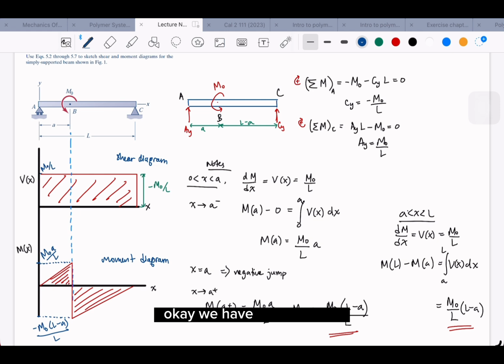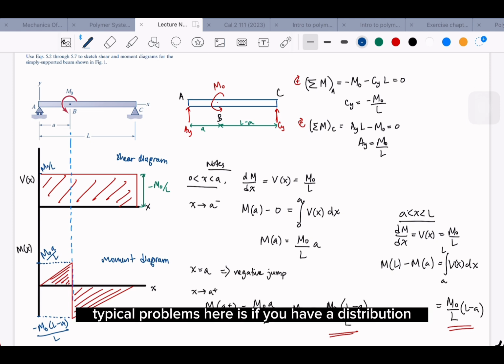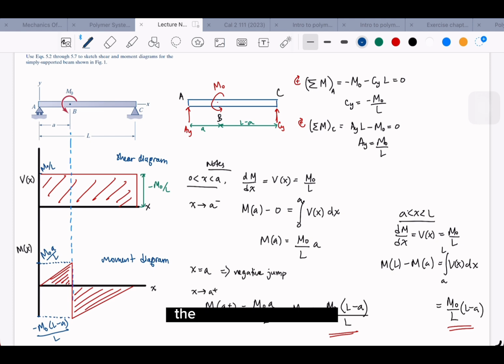Okay, just two examples. You have force, and then you have the moment. And I think another way to have typical problems here is if you have a distribution, and if you have distributed loading, they will also be affecting the graph as well. Okay? So I think that one is already quite complicated if you are not careful.